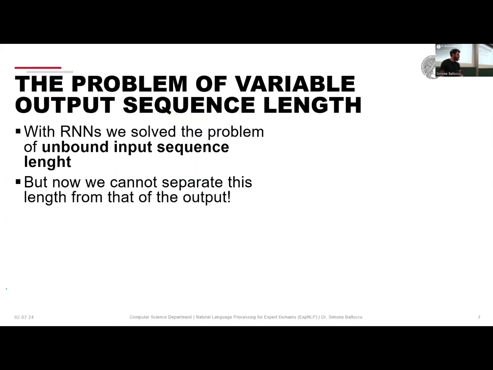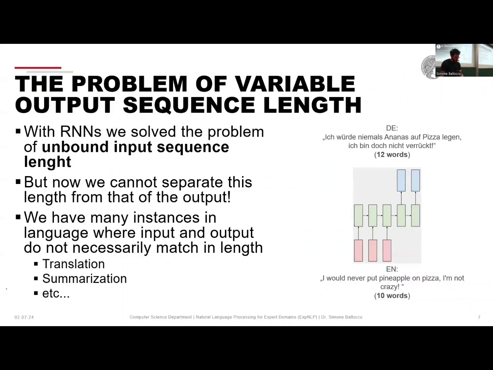But we cannot separate the length from that output, at least not natively. So we have many instances in language when this happens, as we discussed. For example, you can see here a translation: "I will never put pineapple on pizza, I'm not crazy," that's 10 words. And if the translator I used is good, there's actually 12 words in German. So you already got that, some of your colleagues already got that.